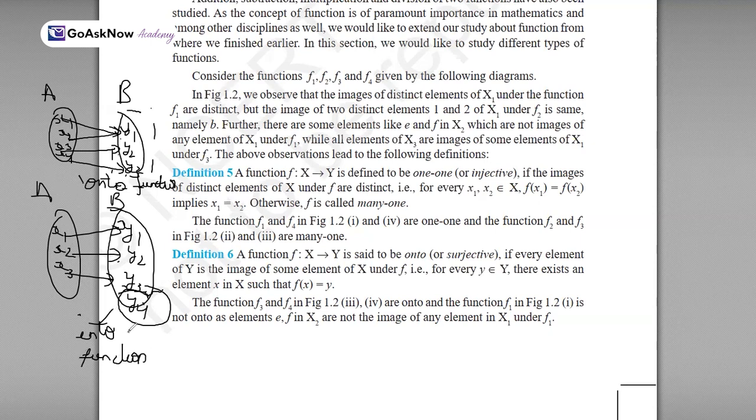I hope that you got the definition of the two functions that are mainly focused in your syllabus. One is one-one function and the other is onto function. So now we will see some figures and find out whether it is a one-one function, onto function, into function, or many-one function. Let us see.